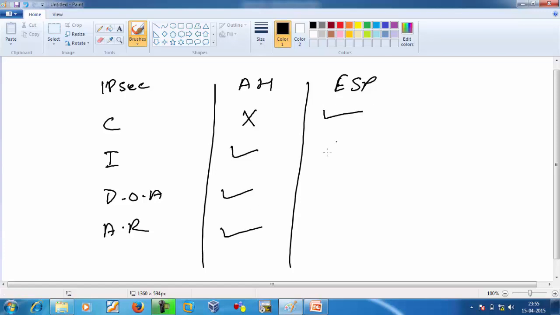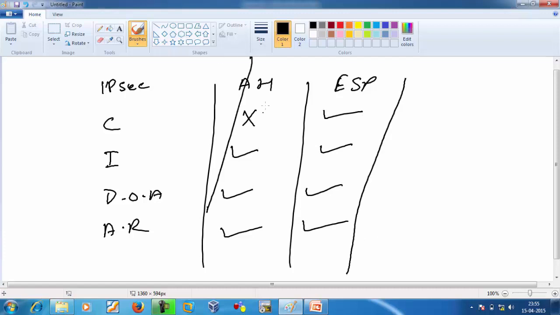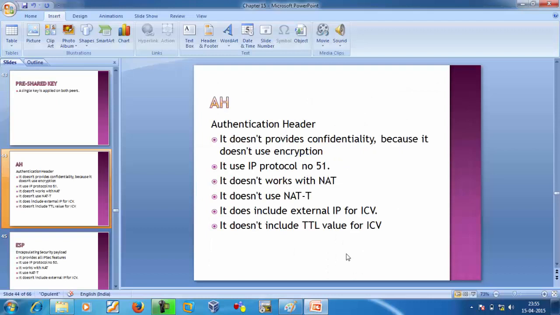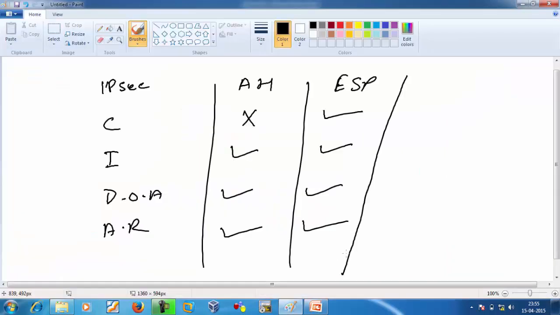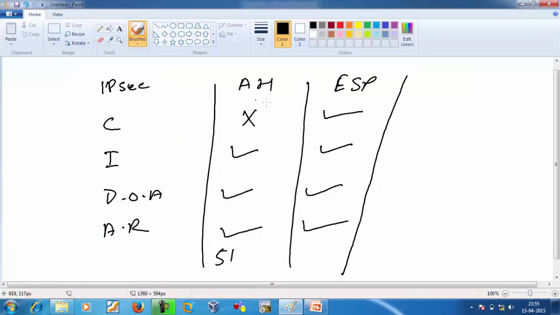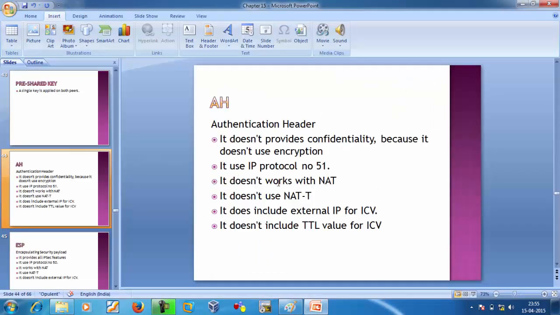But if we talk about ESP, it provides all. So there is no need to use AH here because we want all. So who will provide all? ESP is providing all, so definitely we will use ESP here. Next, AH uses IP protocol number 51. It doesn't work with NAT, and it doesn't use NAT.